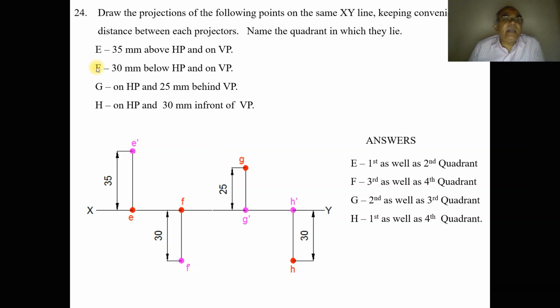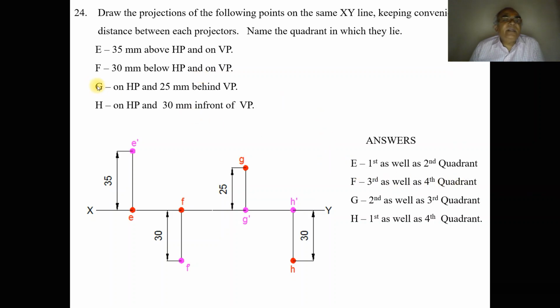When you come to capital F, the second condition, 30 mm below HP and on VP. Since it is below HP and on VP, again we have on VP, so obviously we have to go for this condition of below HP. The below HP condition will be there in the third as well as the fourth. If it is below HP and behind VP, then it becomes the third quadrant. If it is below HP and in front of VP, then it becomes the fourth quadrant. Since it is below HP and on VP, the point capital F lies in the third as well as the fourth quadrant.